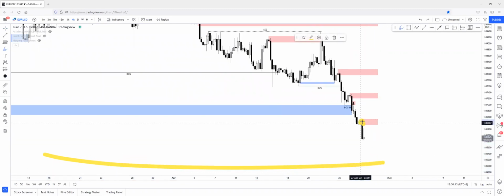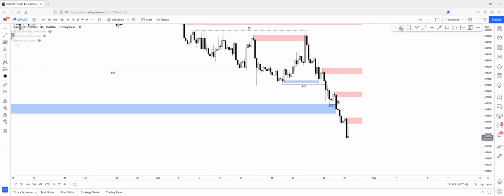So if price doesn't tap this 4-hour zone, that's the strong sign of the bearish pressure, right? So if price creates another breakout structure here to the downside without even tapping this 4-hour supply zone, then we can really expect the continuation of the bearish order flow, and you can just actually press this sell button anywhere at the chart and you'll be profitable.